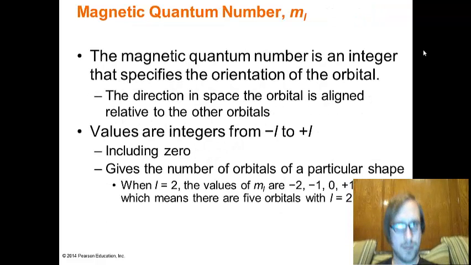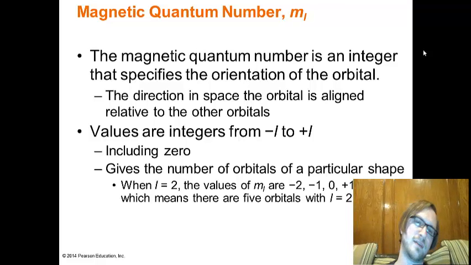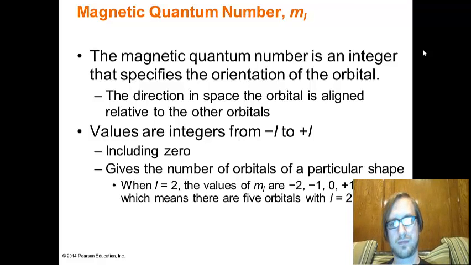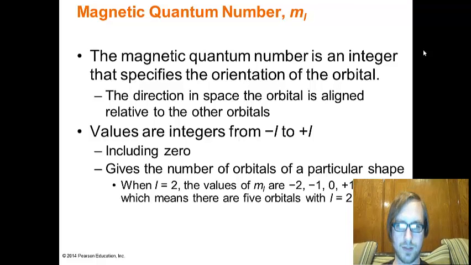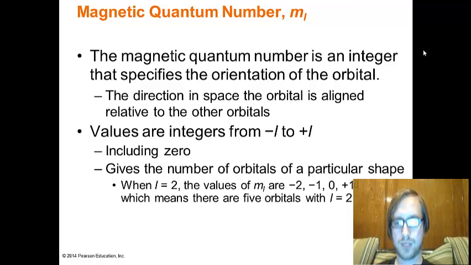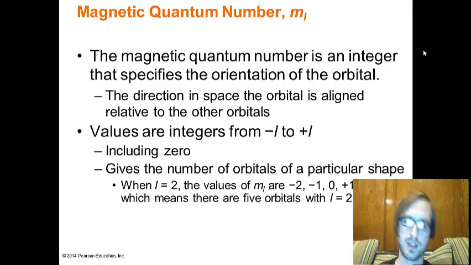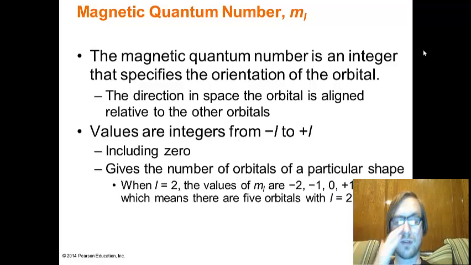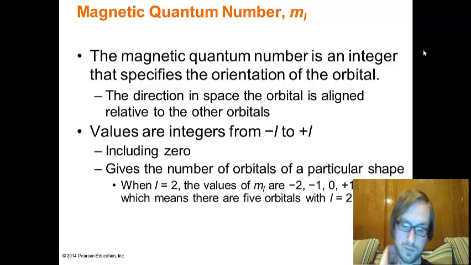The magnetic quantum number, m sub L, specifies the orientation of the orbital. So it's the direction in space the orbitals align relative to the other orbitals. Now it's m sub L because the values are integers from negative L to positive L, and this includes 0. So for example, if L equals 2, then the values of m sub L that are possible are negative 2, negative 1, 0, positive 1, and positive 2. That means that for L equals 2, there are 5 orbitals.